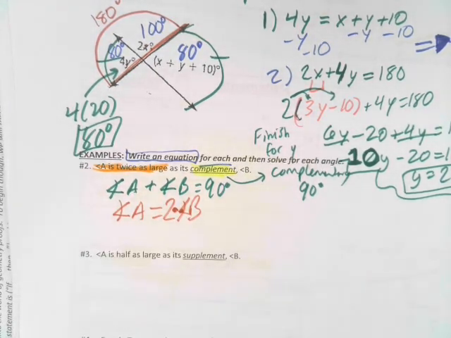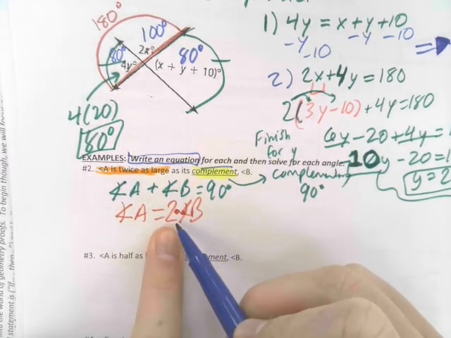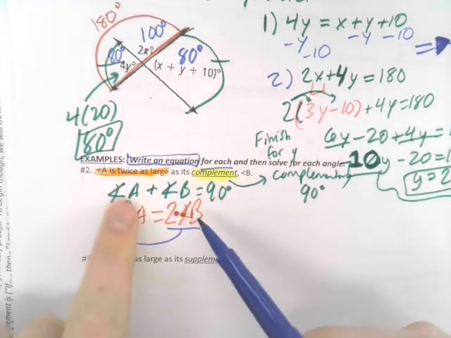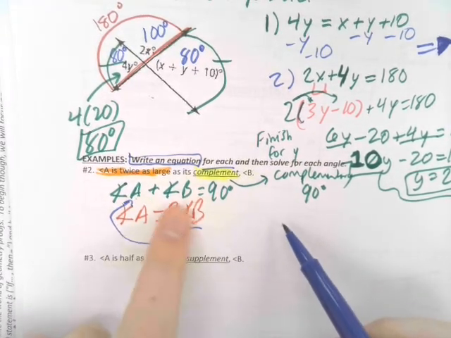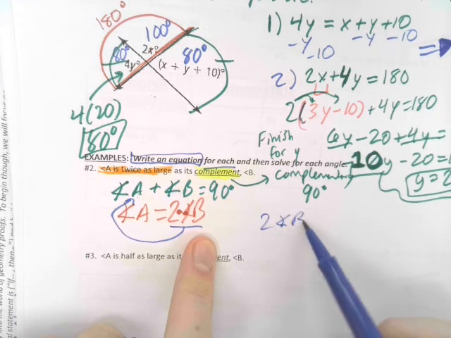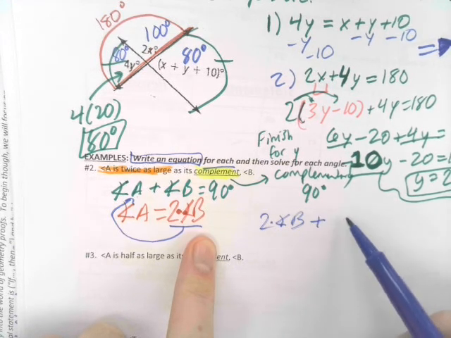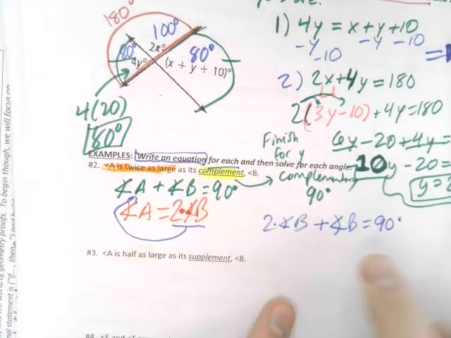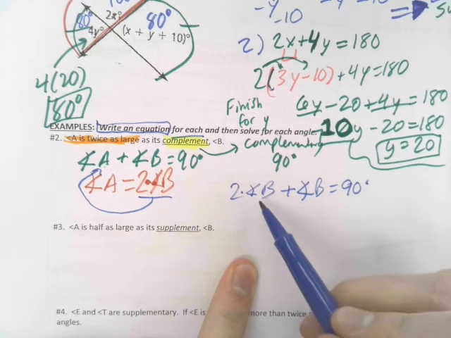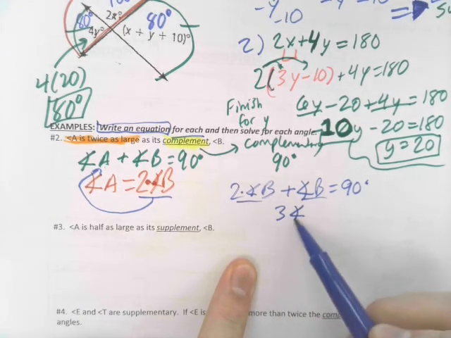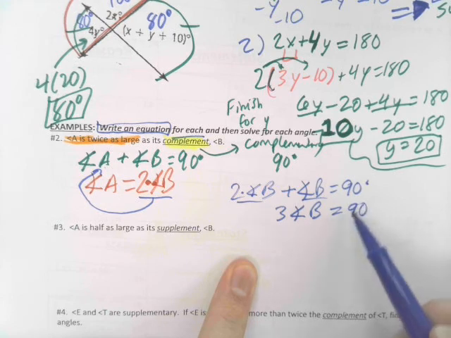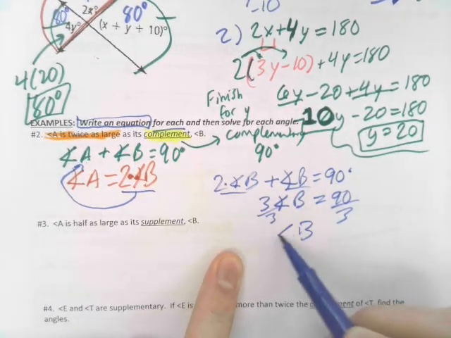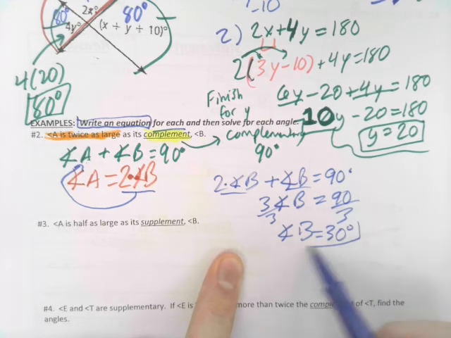And I don't know about you guys, but I'm thinking, wait a minute, if angle A is really just 2 times angle B, couldn't I substitute that into this top equation? Yes, we could. So really this top equation could be 2 times angle B plus angle B equals 90 degrees. So we can combine like terms. That gives us 3 angle B's. And when you divide, what do we find out? Well, angle B is 30 degrees.